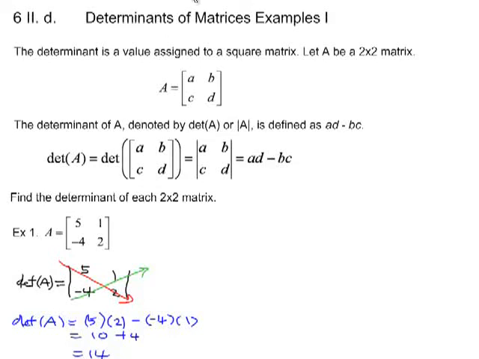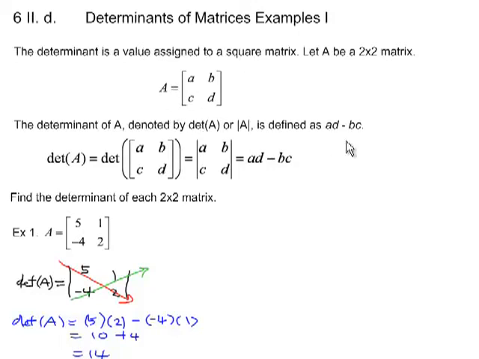function called determinant of a matrix, and we are going to start with a 2 by 2 matrix first. So we are going to let A, B, C, D be the entries. The determinant of a matrix actually is a function, but we can simply call it a number. It is a value assigned to a square matrix. So we can only talk about the determinant of a square matrix.